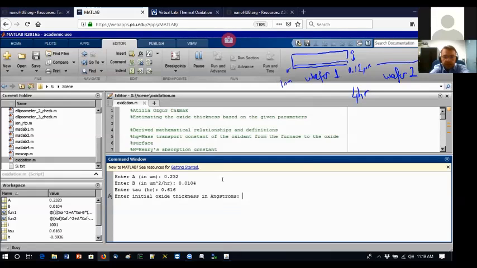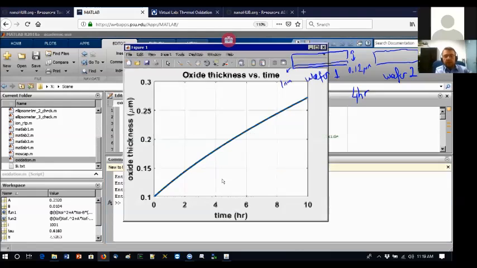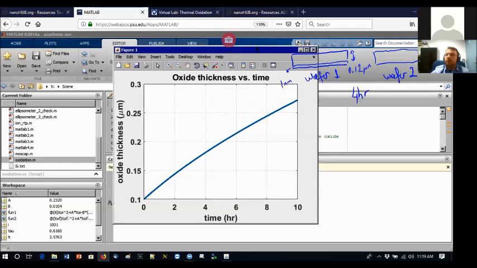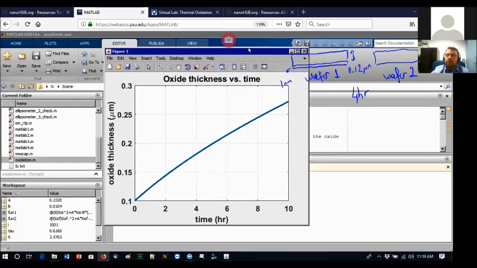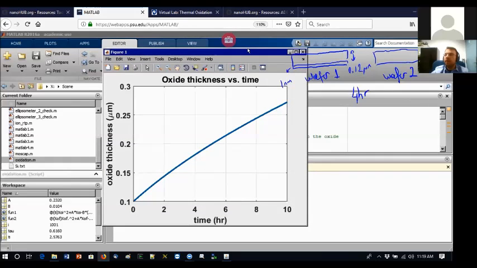So I will say I already have a 100 nanometer oxide. So let's draw it. I also have a 100 nanometer initially here, or 0.1 micrometer. Okay, hitting enter, and then I end up with this. Okay, are we all on the same page? No?